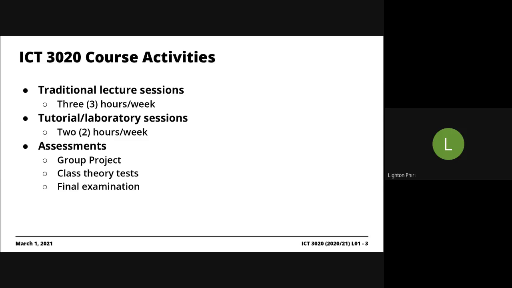In terms of assessments, I'll get to talk about assessments very soon, but broadly speaking, there are three categories of assessments. There's going to be a group-based project. There'll be cluster tests that will be written, and then there'll be a final exam. A 50-50 split between the continuous assessment score and the final exam score.